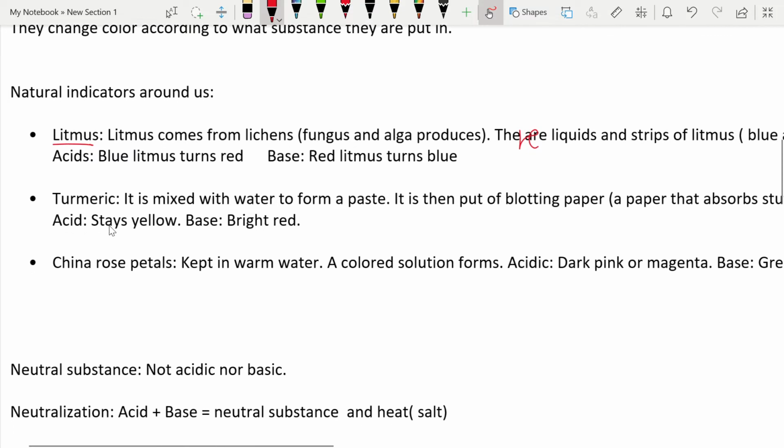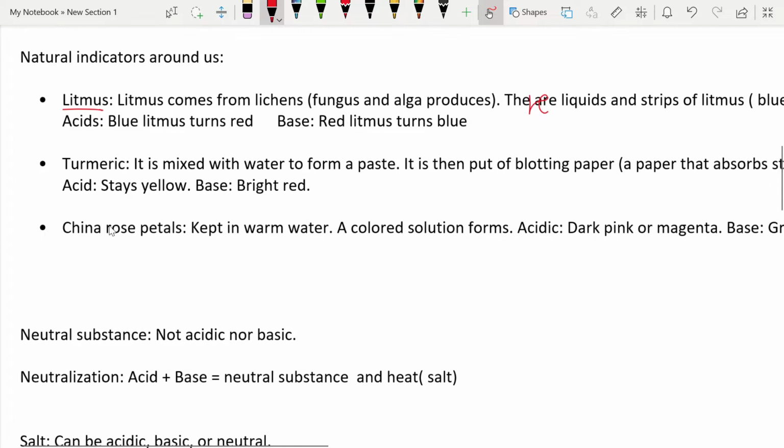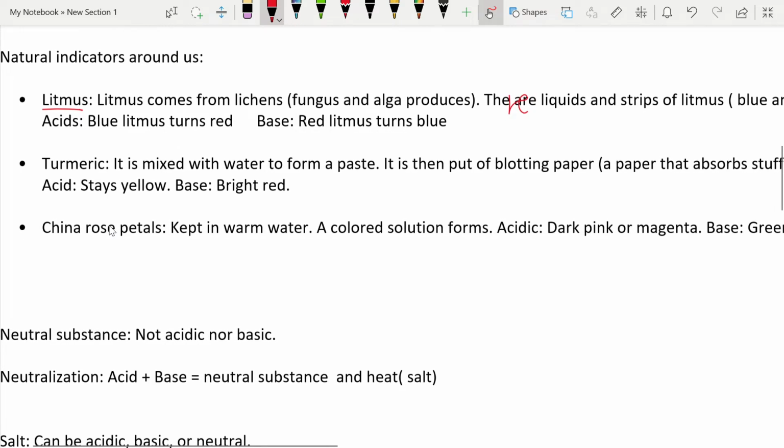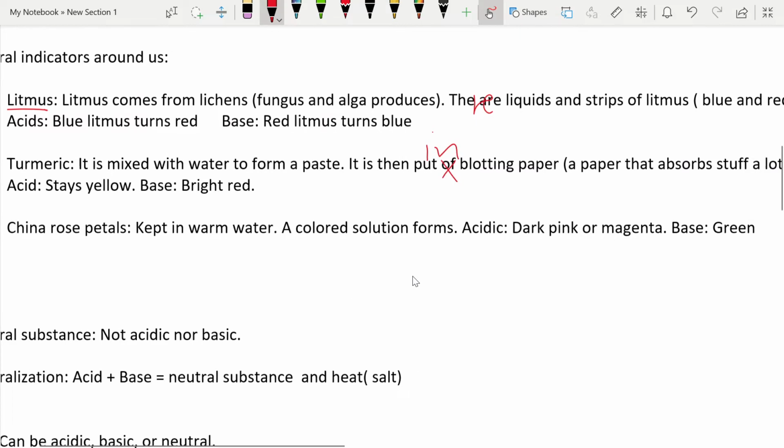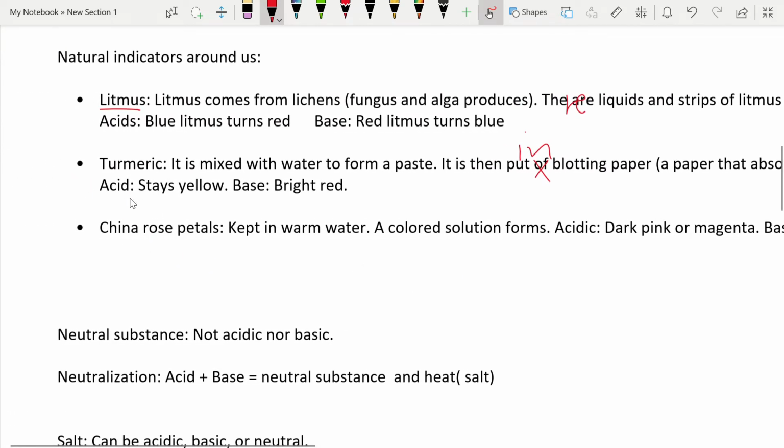Turmeric. Turmeric is also a natural indicator around us. It is mixed with water to form a paste. It is then put on blotting paper, a paper that absorbs a lot. Acid stays yellow, base gets bright red.